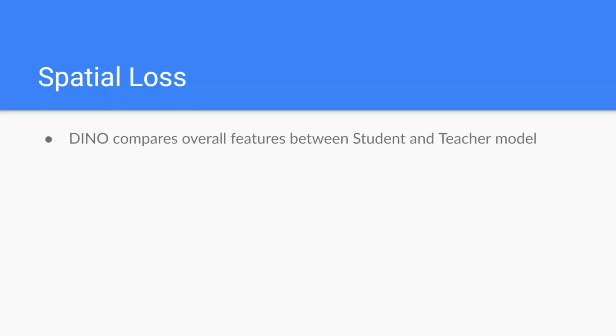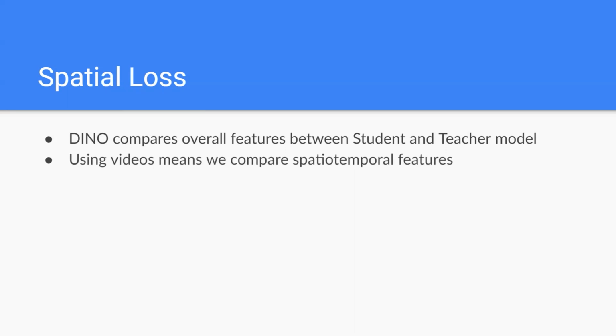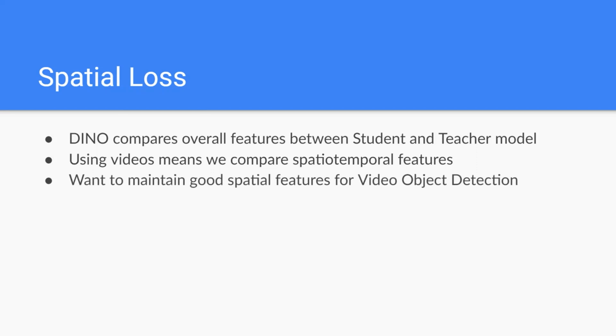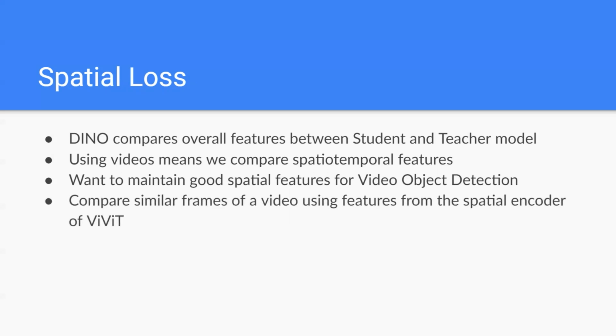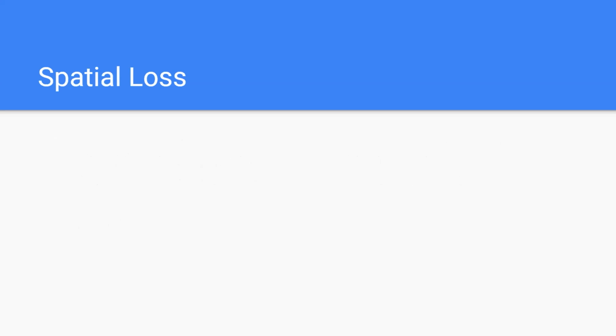Okay, so for the spatial loss, the original DINO paper compares over all the features between the student and the teacher model. But using videos means that we are comparing the spatial temporal features. But we want to maintain good spatial features for potential video object detection. Since in DINO they were able to nearly segment the images with its self-attention maps, we want to try to preserve that ability with our vDINO method. We can do so by comparing similar frames of a video using features from the spatial encoder of ViViT and then passing those to a spatial loss.